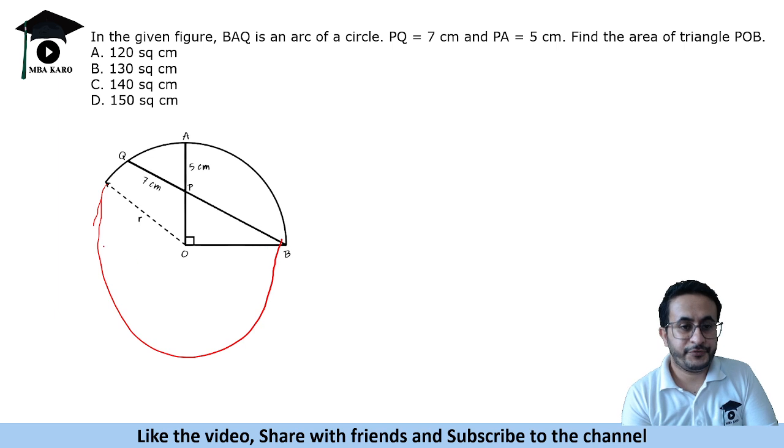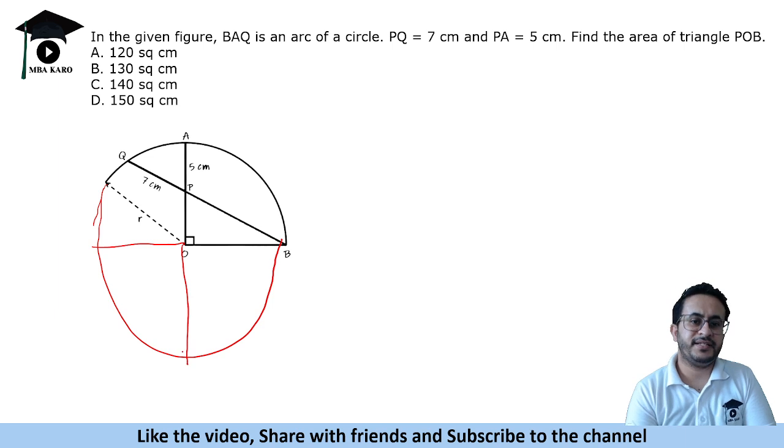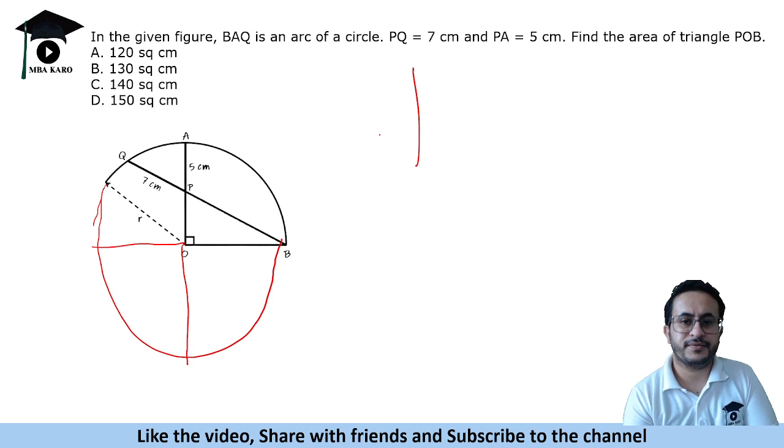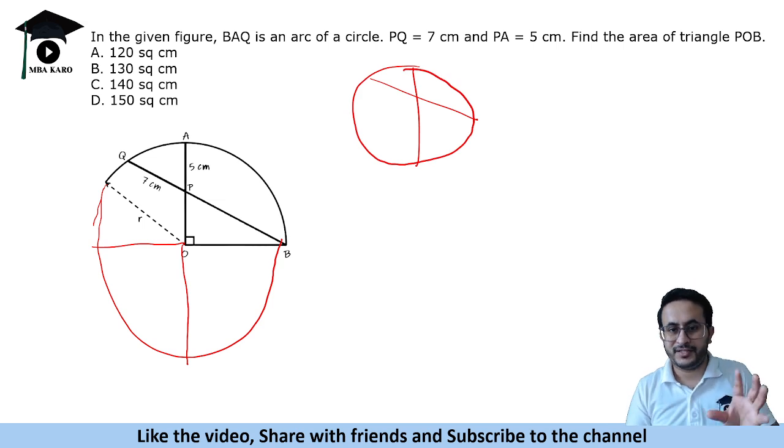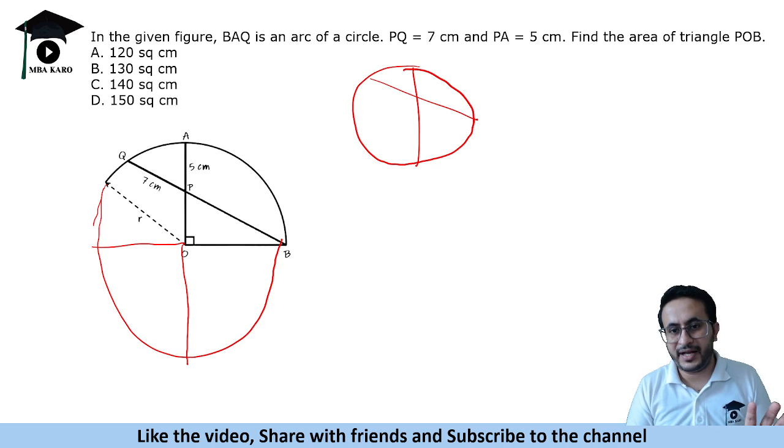Okay, now if you see this circle, the radius of the circle is r. So if I complete this circle, I see two chords. One is this chord, one is this chord. Okay, we discussed the property when chords intersect, right? What is the result that you get?